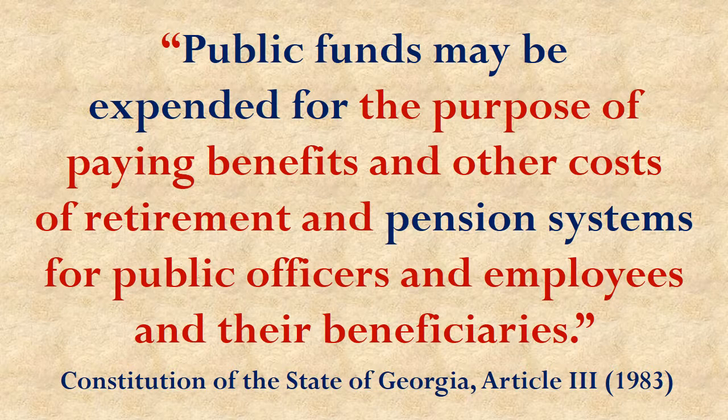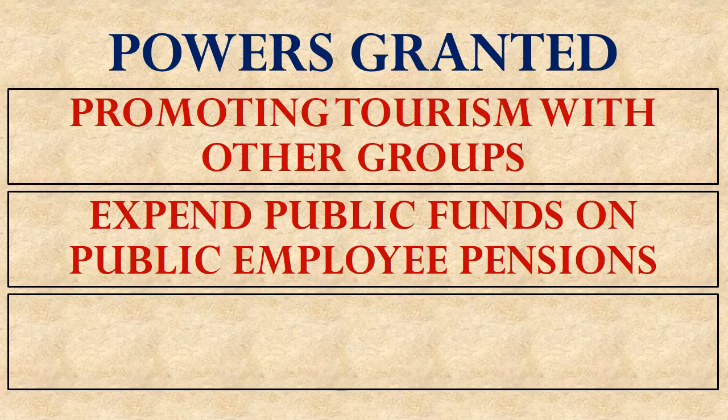A second grant of power to the legislature of the state of Georgia can be seen in this constitutional passage, where the General Assembly is allowed to use public funds to create a pension system for public employees. So now we have two examples of powers granted to the General Assembly: to promote tourism and expend funds on pensions. As I said when we talked about the tourism one, these may potentially conflict with something else I'm going to show you in a moment about a power that was denied to the state government. And that may be why these things are included.